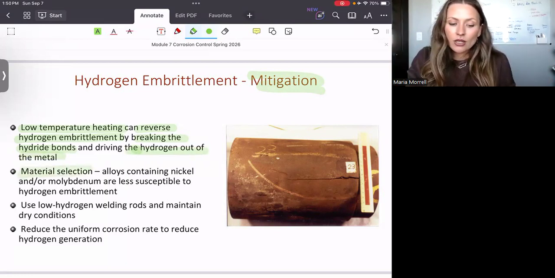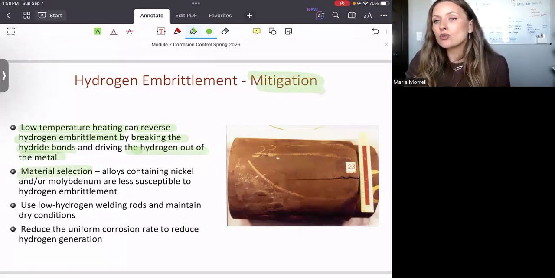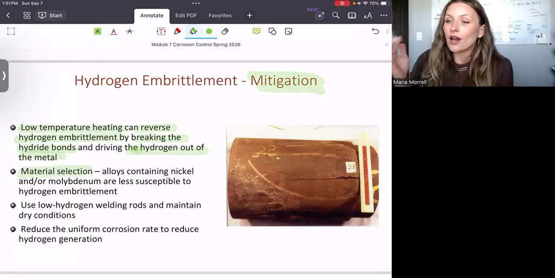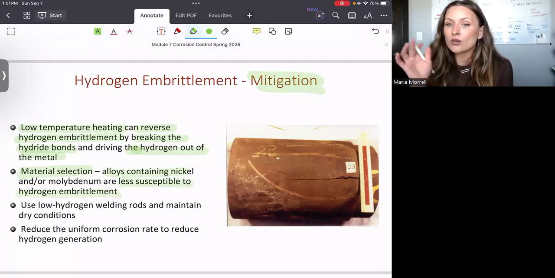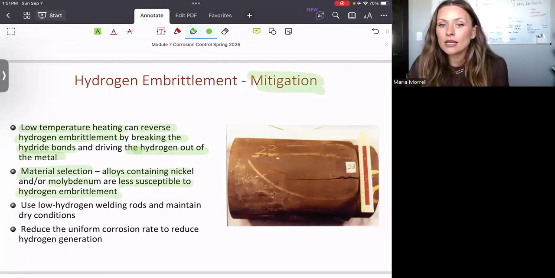Now, also very important here is to choose a material selection. If you know that you're choosing a material that will be servicing the area where hydrogen is present or generated in high concentrations, you need to use alloys that are less susceptible to hydrogen embrittlement. And these alloys usually contain either nickel or molybdenum.